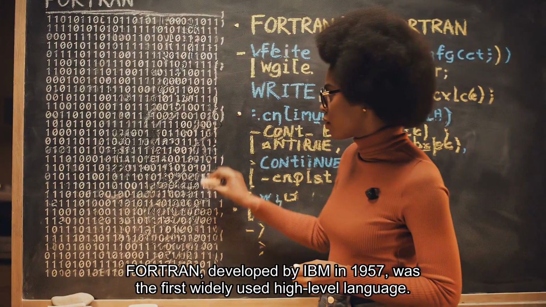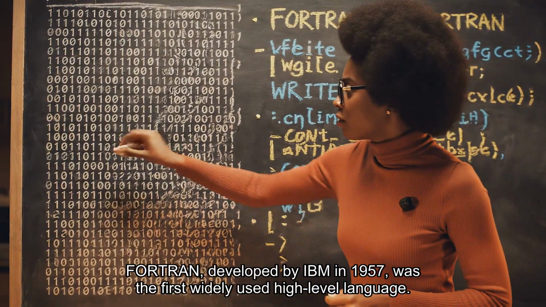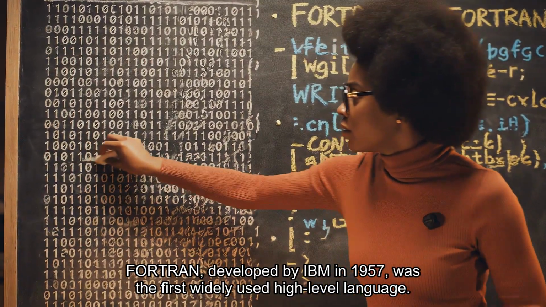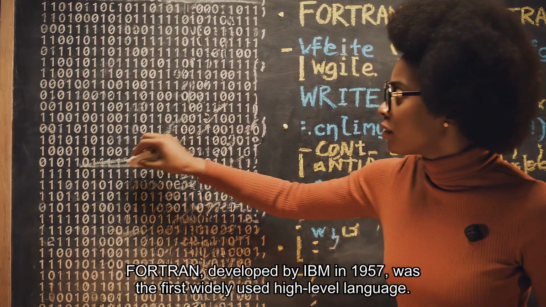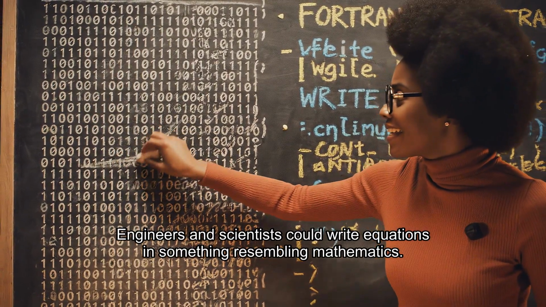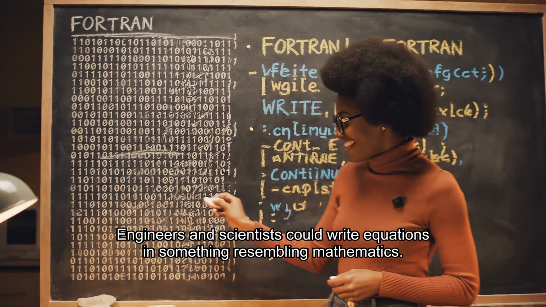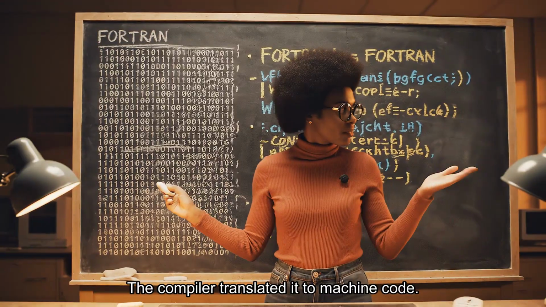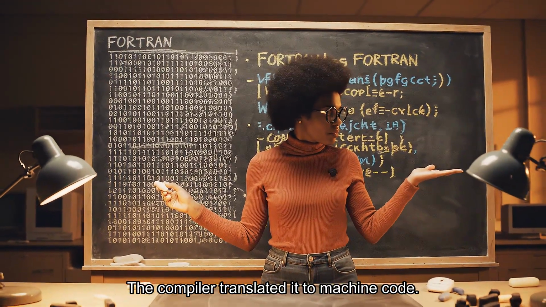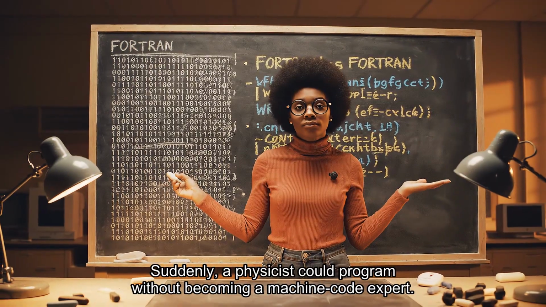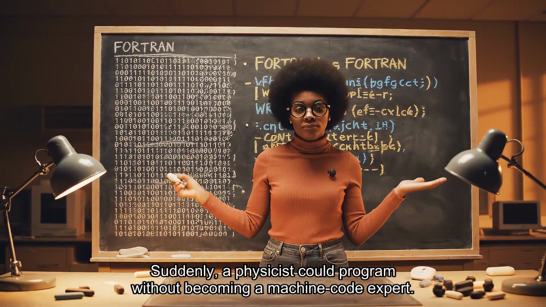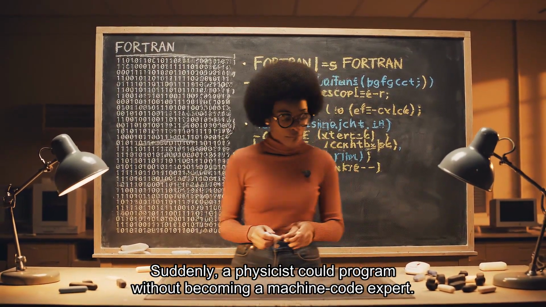FORTRAN, developed by IBM in 1957, was the first widely used high-level language. Engineers and scientists could write equations in something resembling mathematics. The compiler translated it to machine code. Suddenly, a physicist could program without becoming a machine code expert.